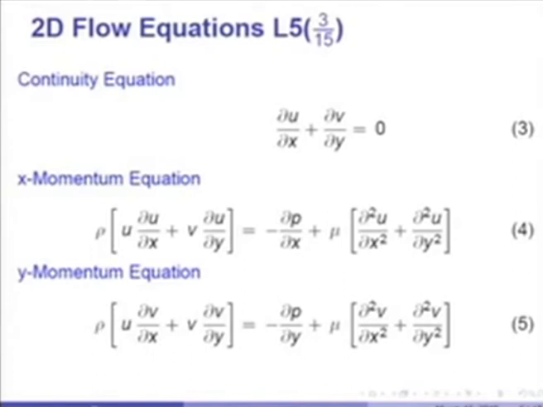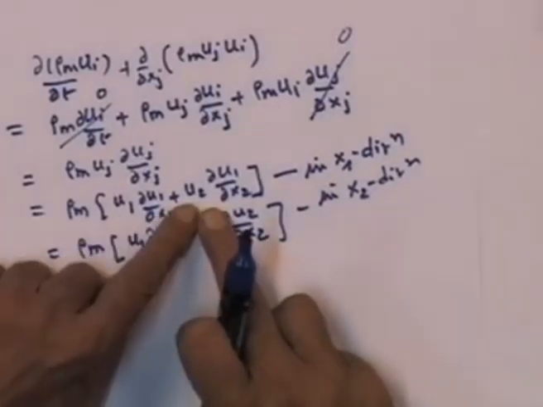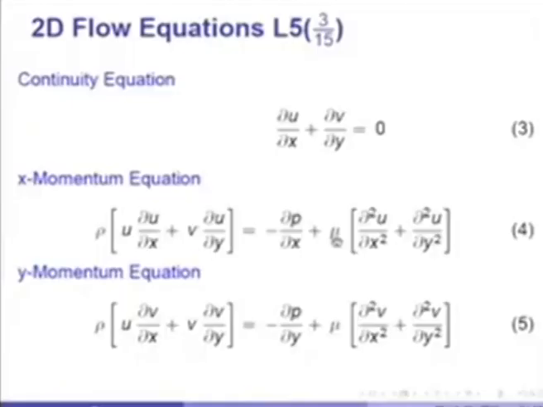So, you will see in the x1 direction, for example, there is rho m u1 du1 by dx1, which is rho u du by dx plus u2, which is v du by dy, equal to minus dp by dx, and the two diffusion terms that I mentioned. Similarly, in the y direction, you would have that term. So, these are the equations of flow of a uniform property laminar two-dimensional flow.